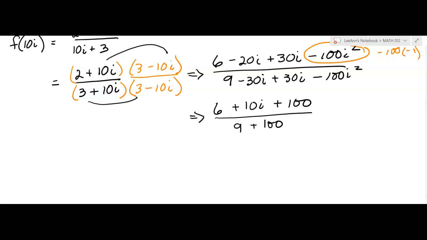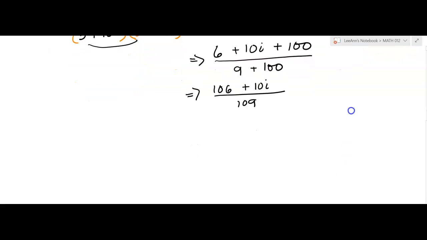So we're really close to being done here. Those, by the way, dropped out. So I have 106 plus 10i over 109. Now, I'm going to rewrite this so that it's in that a plus bi form. So I'm going to write 106 over 109 plus 10 over 109i. Now, how do I know if those fractions simplify?